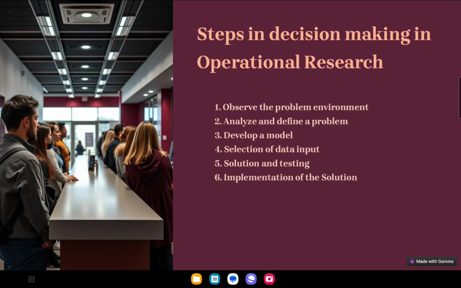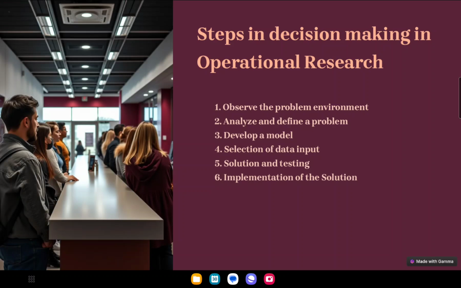After that, we have to develop a model. We need to create a mathematical or simulation based representation of the problem. This will lead to the next step, which is to select the data input. We have to gather and input accurate data for analysis, which is relevant.